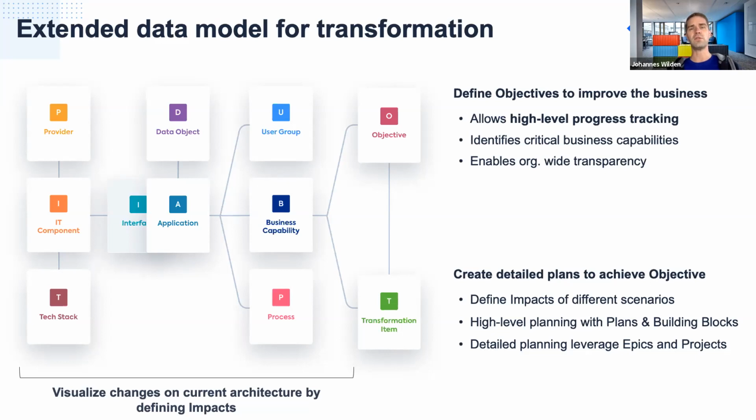And looking at the relations that we see from objectives to business capabilities, from business capabilities to transformation items, and between the transformation item and the objective, we now have a definition of a certain triangle where you can understand where in your architecture you are changing things, so the business capability. What are you trying to achieve? The objective. And what are you actually doing to achieve the goal? So the what you are doing, the transformation item.